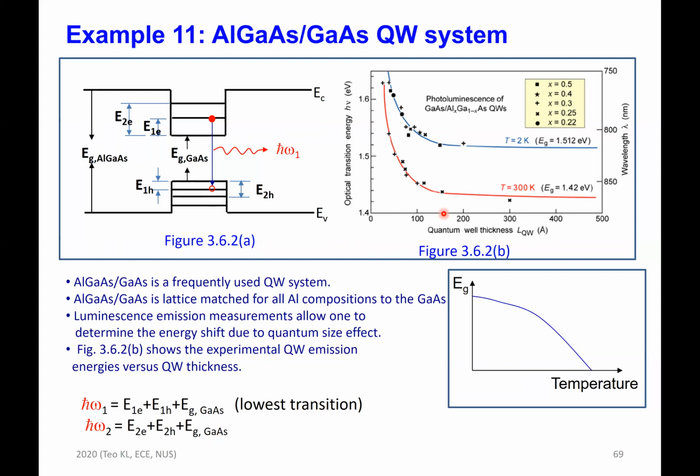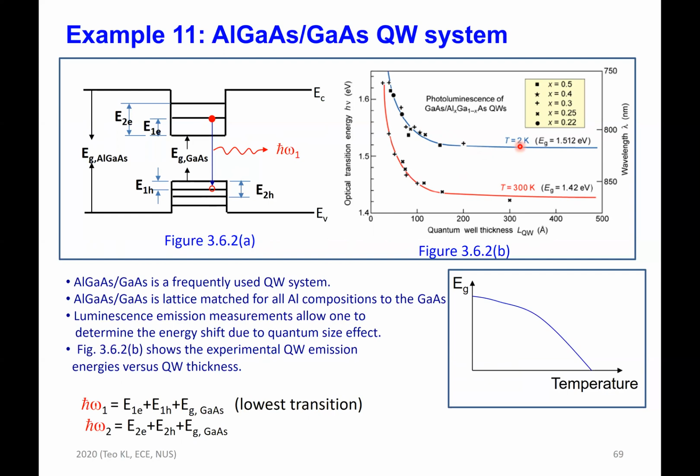Now, you can see that at a temperature of 2 Kelvin, the optical transition energy for this case, let's say we take only the lowest electronic energy transition to the lowest hole energy.